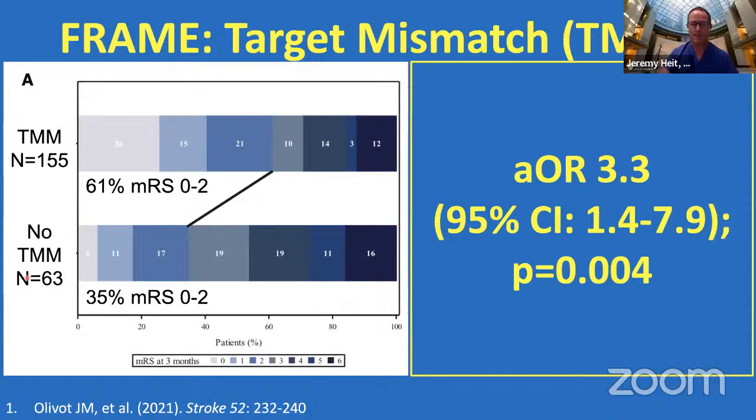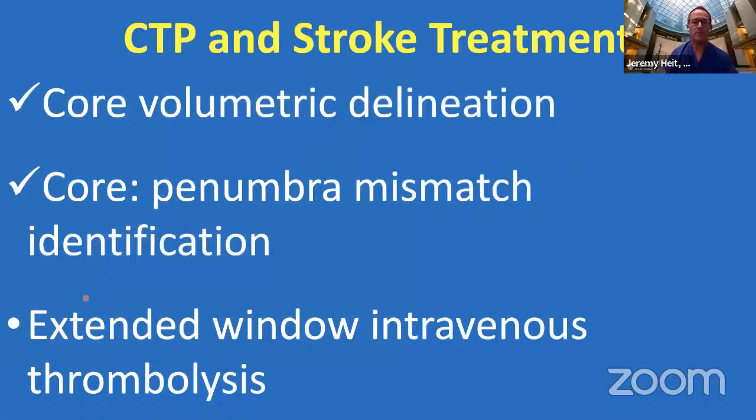Okay. So hopefully that's good data to say that the concept of a mismatch is worth identifying, even in early time windows. And I actually think that that's very likely to be true and something we should be cognizant of. Can you use perfusion to guide thrombolysis? Just a couple slides on this.